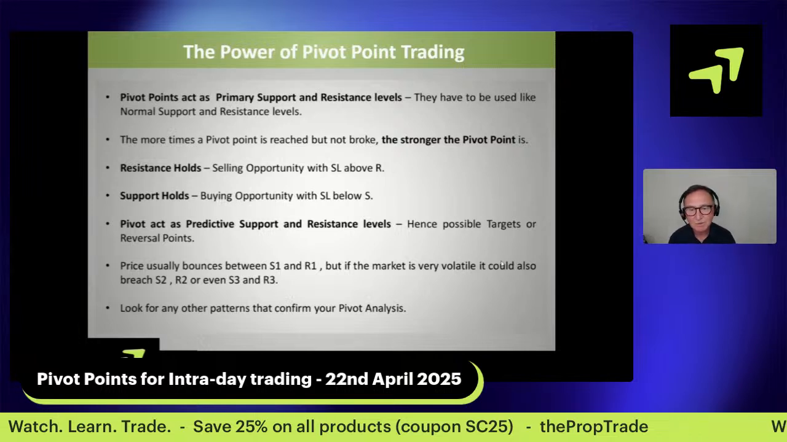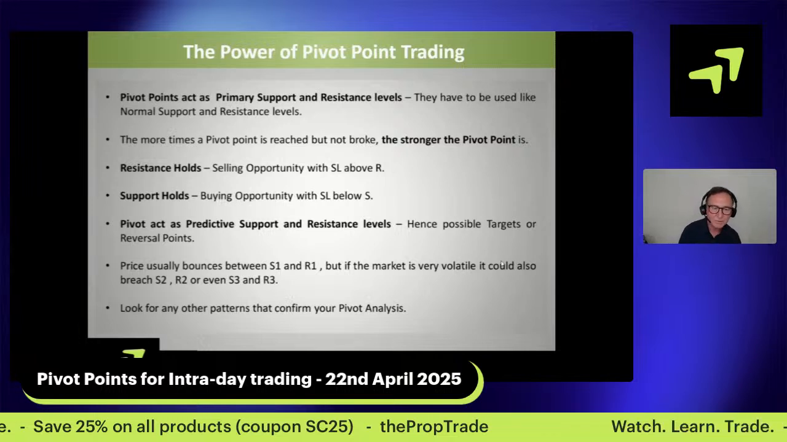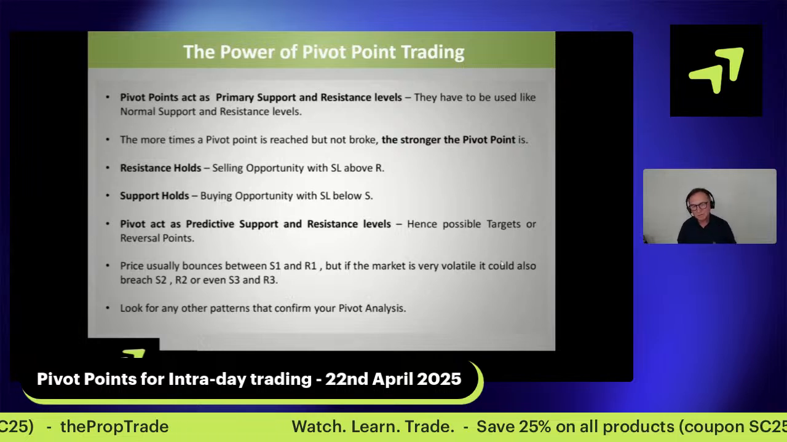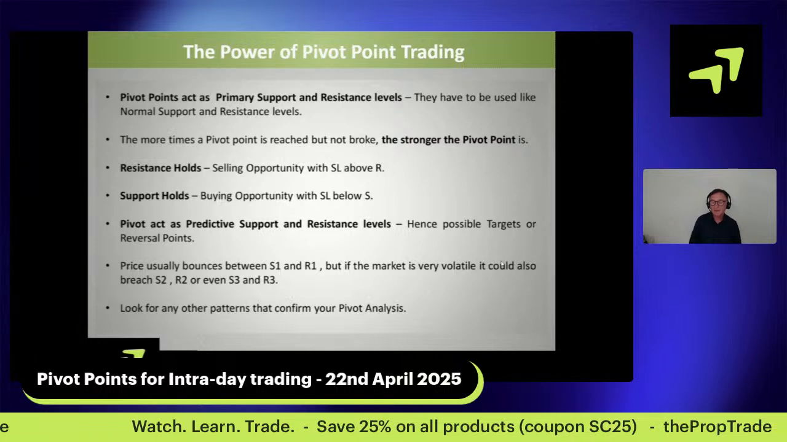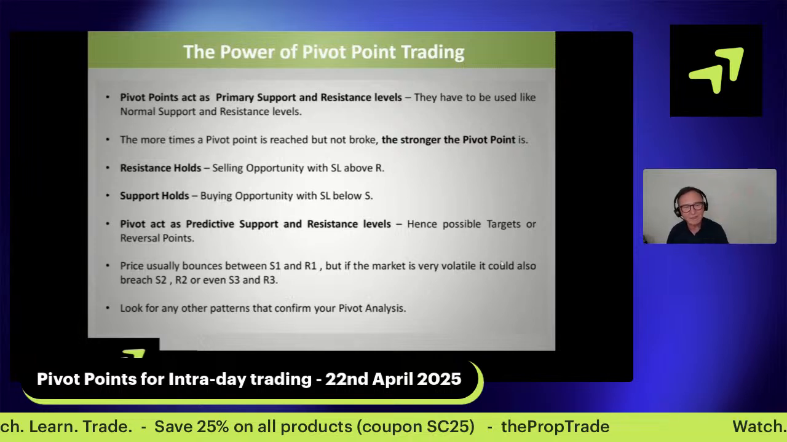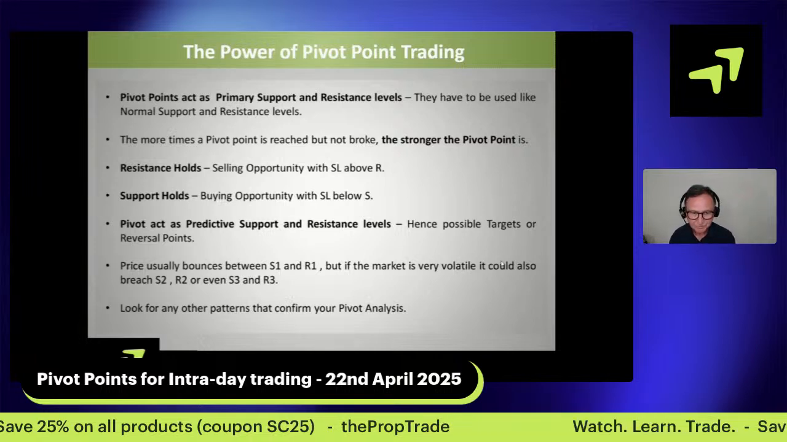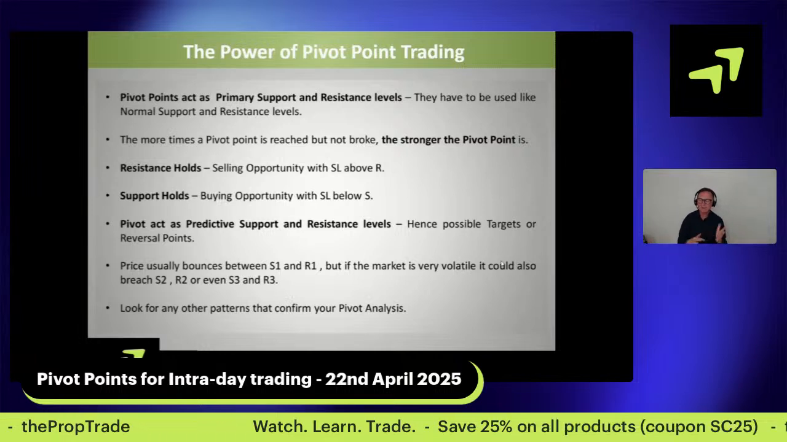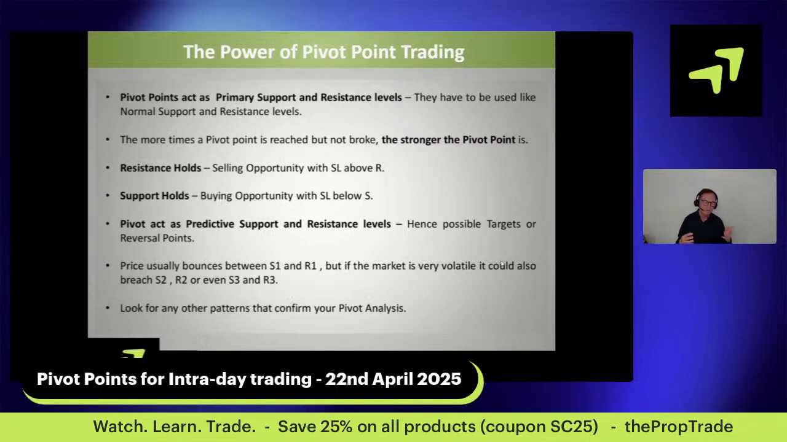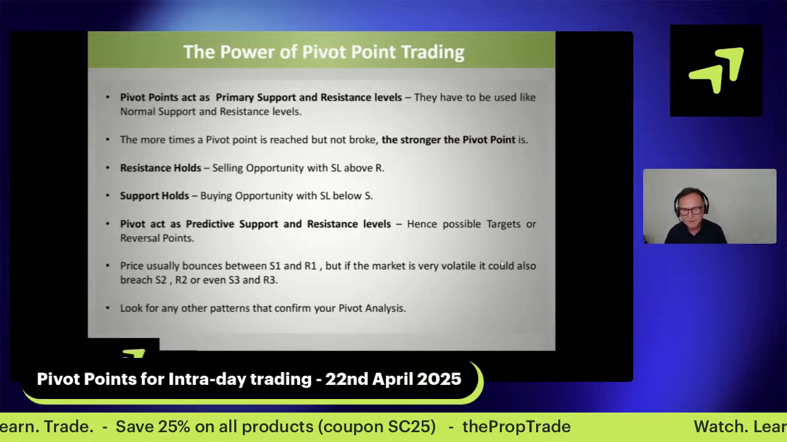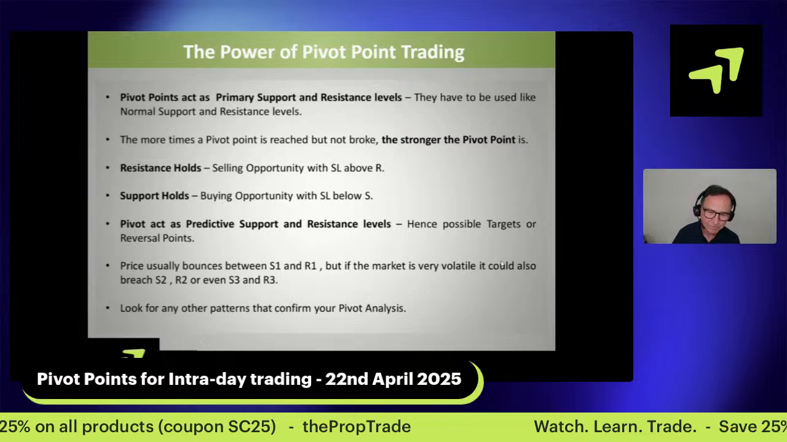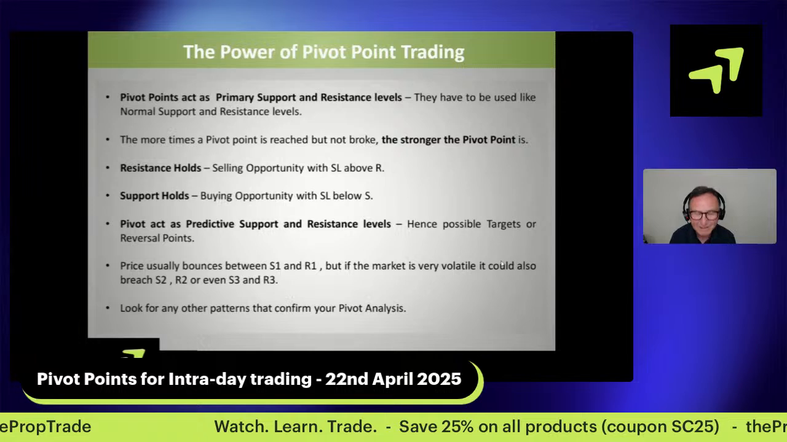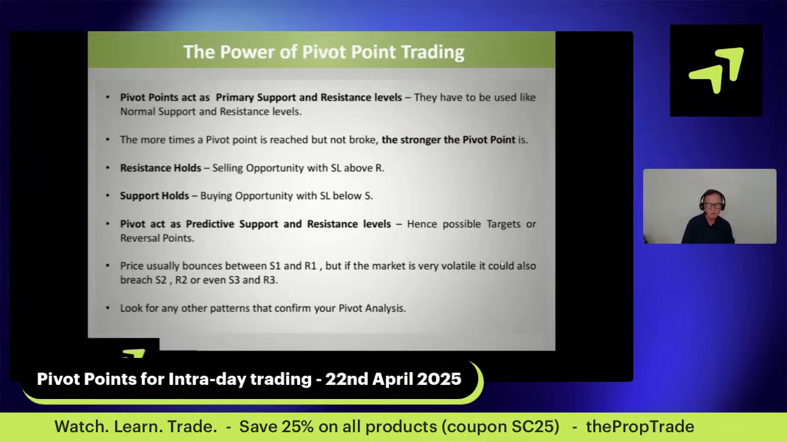Price usually bounces between S1 and R1, but if the market is very tight, we could also breach S2, R2, and even, as we've just seen, only 3% of the time, S3 and R3. We've just seen that on one of our charts, didn't we? So look for other indicators, whether you're using Bollinger Bands or, as I say, MACD or stochastics to look for returns. Whatever it is, as with any indicator, don't just use one.